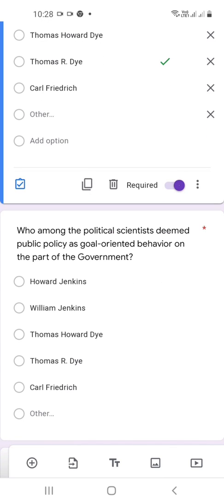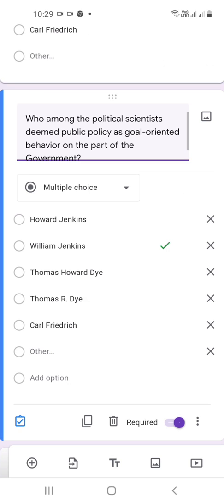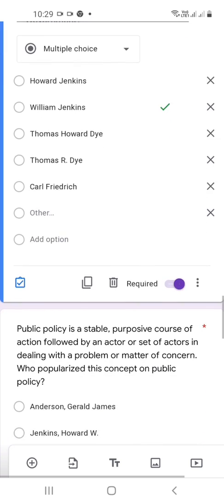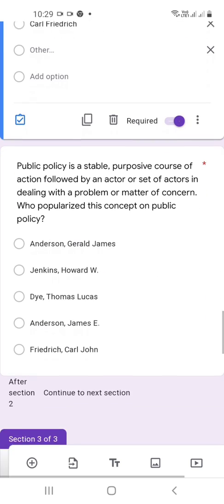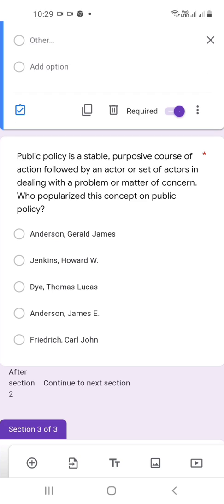Next, who among the political scientists deemed public policy as a goal-oriented behavior on the part of the government? Who? You cannot guess, because we have the video. But in the video, it states there that it's actually Jenkins. Not Howard Jenkins, but William Jenkins. Public policy is a stable, purposive course of action followed by an actor or set of actors in dealing with a problem or matter of concern.